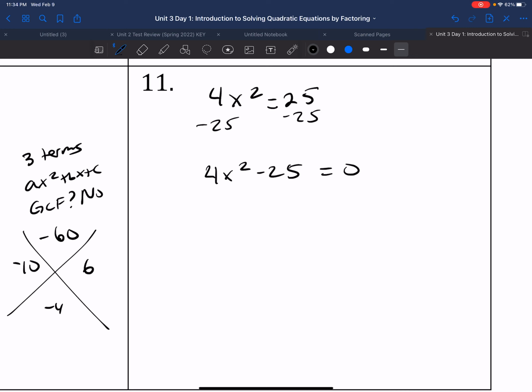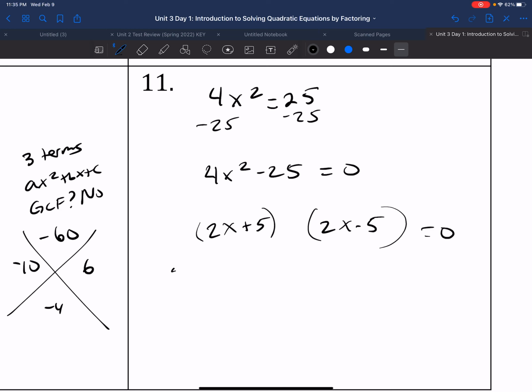So let's go back and do this. What's something times something that will give me 4? 2, 2. What's something times something that is going to be x squared? x, x. And then something times something is going to give me a negative sign. So that's a positive sign and a negative sign. And something times something is going to give me 25, which is 5 and 5. Now, I set it equal to 0.